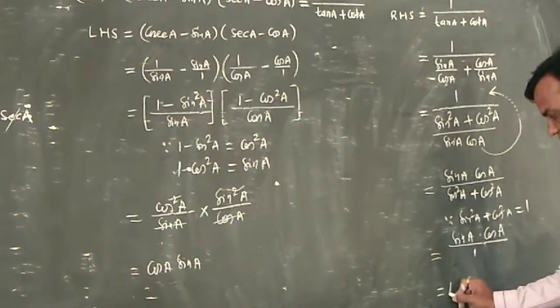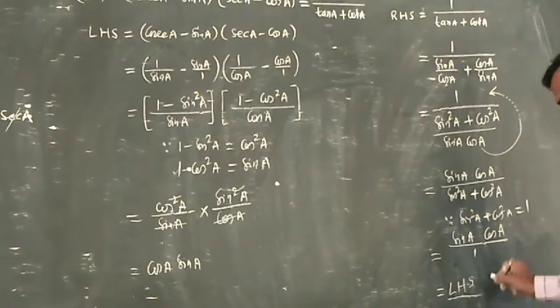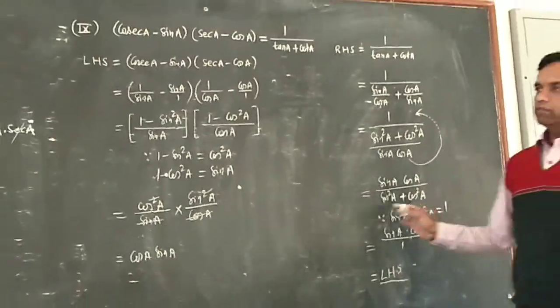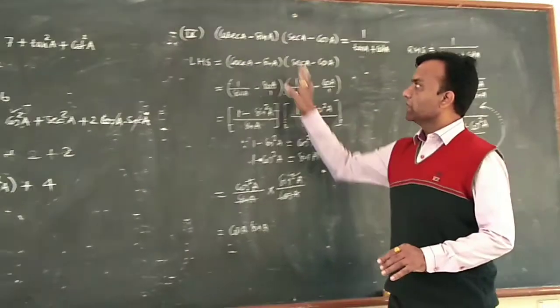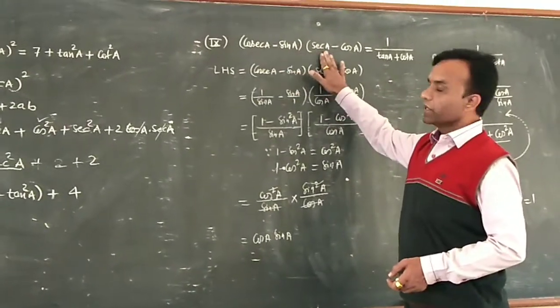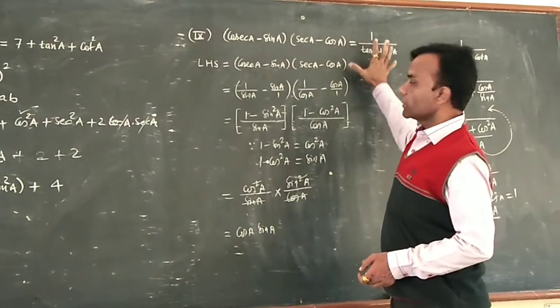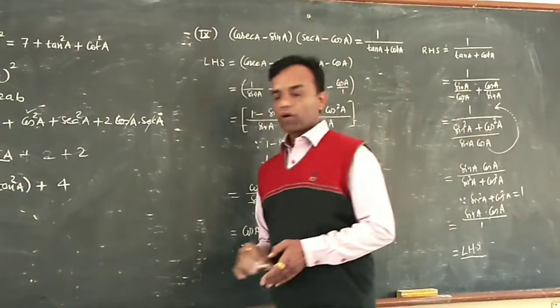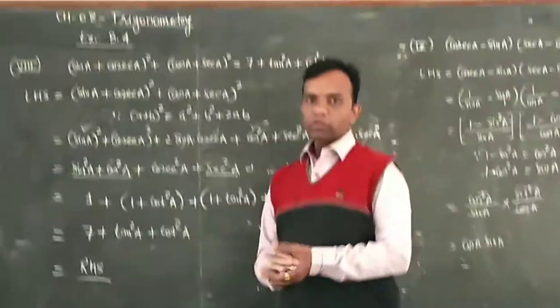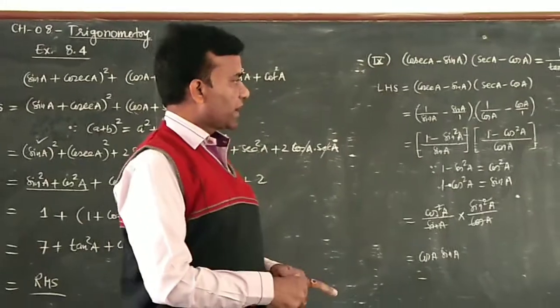So this is your right hand side, and your left hand side is this same part, sin A into cos A. So both parts are equal. Then we have proved this identity: cosec A minus sin A into sec A minus cos A is equal to 1 upon tan A plus cot A. So now both parts, question number 8 and question number 9, we have proved.